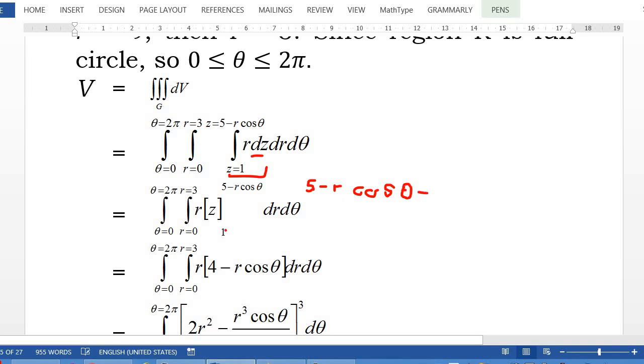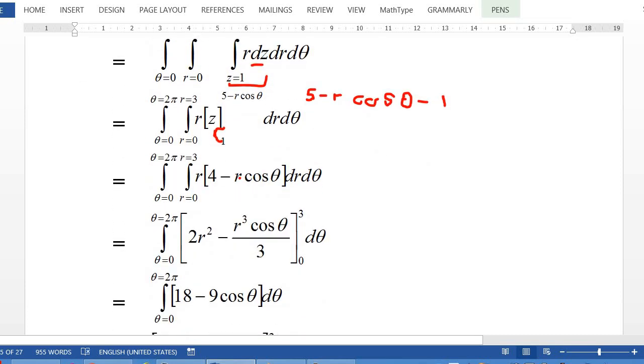minus the substitution of the lower limit, which is 1. So 5 minus 1, we have 4 minus r cos theta, now dr d theta. Now you integrate with respect to r, while theta is constant. So in total you have 4r. Integrating 4r, you have 4r squared divided by 2, so it becomes 2r squared.